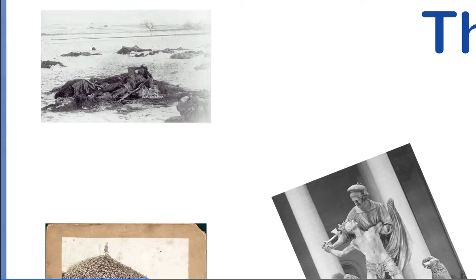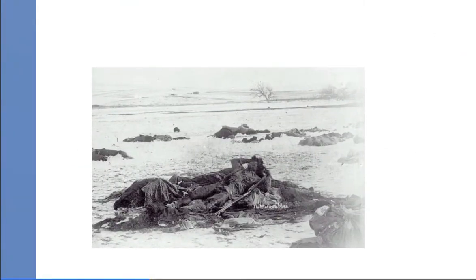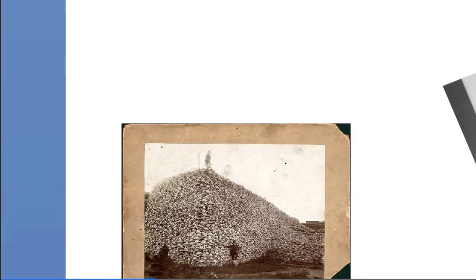This picture from the 1890s is from the Wounded Knee Massacre, where Indians were basically mowed down by the U.S. Army because the Army was afraid of the Indians, that they were leading a revolt and a rebellion. So this fear that, again, Native American society was on the brink of extinction.